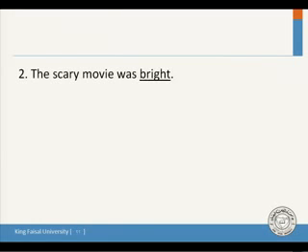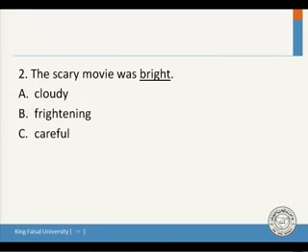Another sentence. The scary movie was bright. The scary movie was bright. Can we say this? Is this correct? The scary movie, you remember the meaning of scary, frightening. Was cloudy. The movie cannot be cloudy. The scary movie was frightening. Yes, frightening. Careful. No, the movie cannot be careful. Make no change. Yes, the answer is frightening. The scary movie was frightening. This sentence is meaningful now.